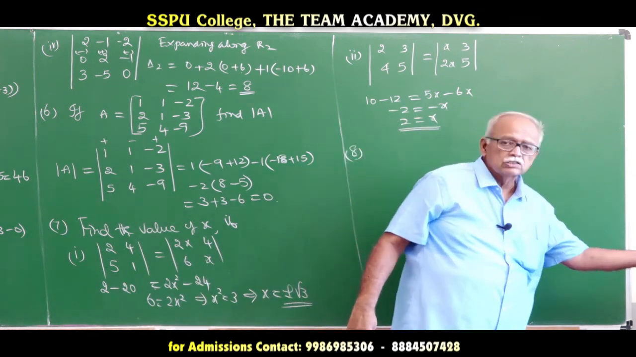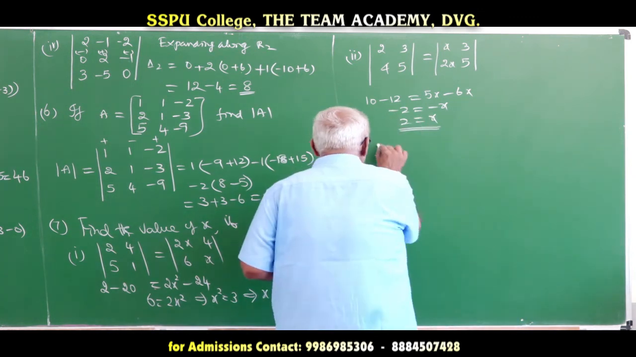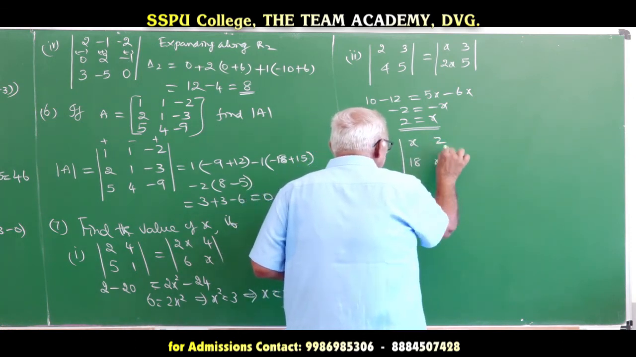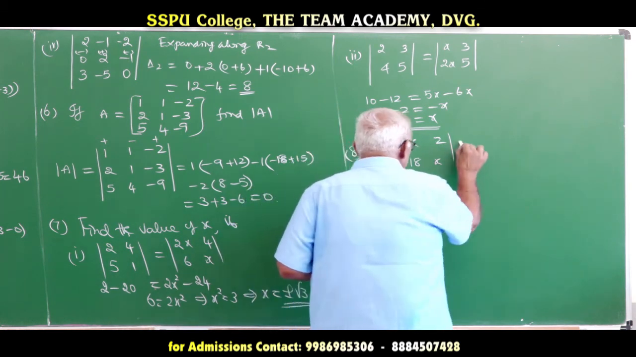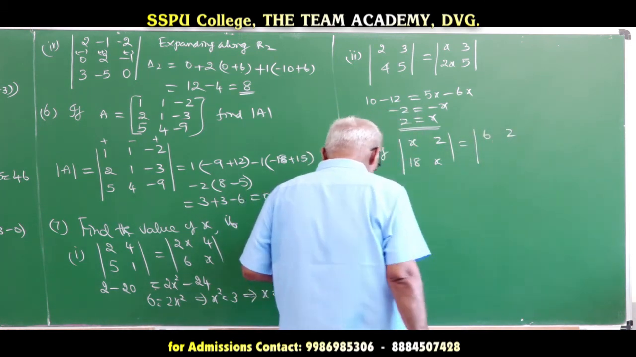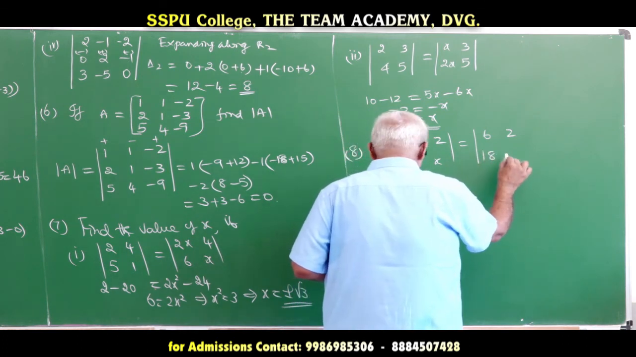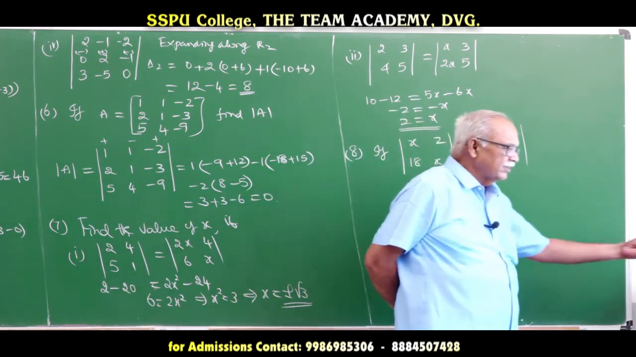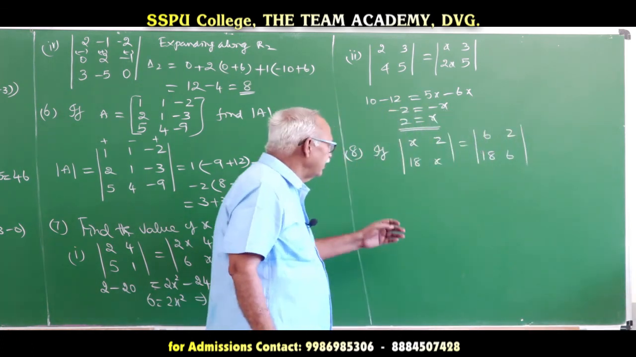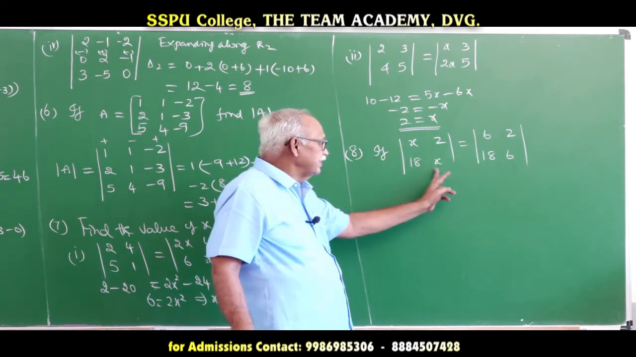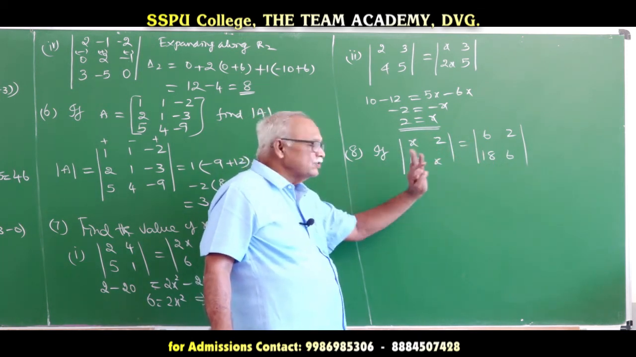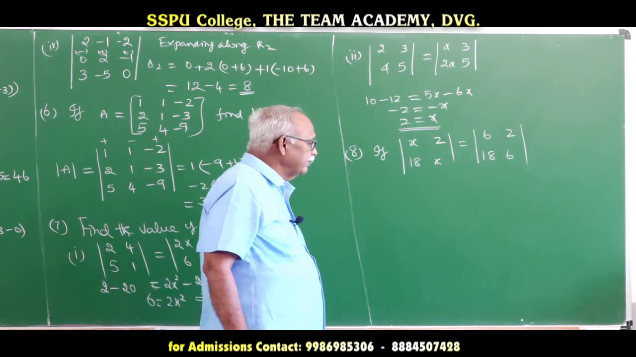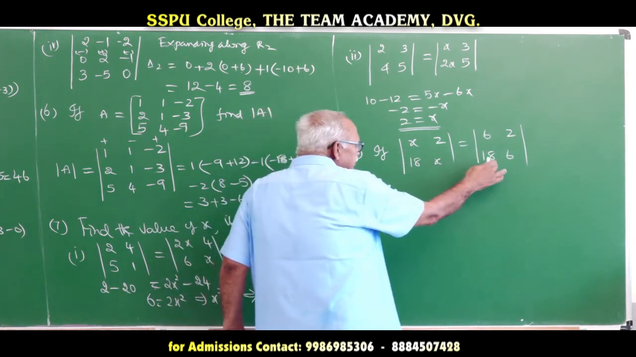Eighth question, let us see the last question in this exercise. If determinant x, 2, 18, x is equal to determinant 6, 2, 18, 6. So, it is very simple. The answer is x is equal to 6. If you put 6 in this place, both the determinants become equal. So, by identifying, with some general knowledge, we can find out that the answer is 6 itself.